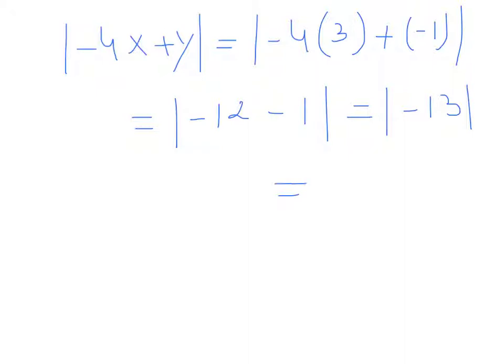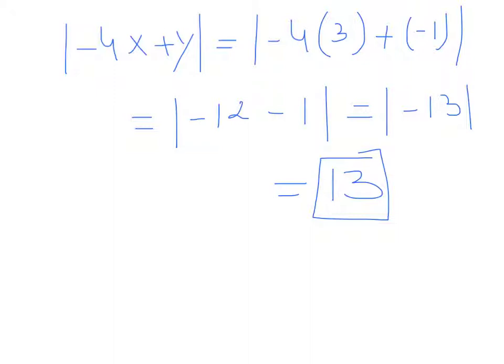Again, as we discussed before, the absolute value represents the distance, how far -13 is from 0. If we were to count the number of units, the absolute value is a distance, so it is always positive. So it would be equal to 13.